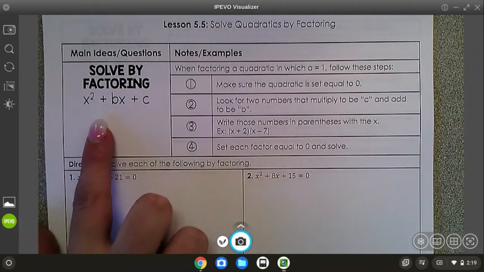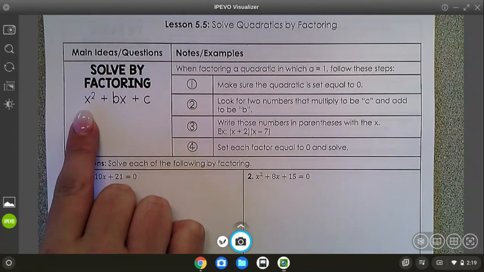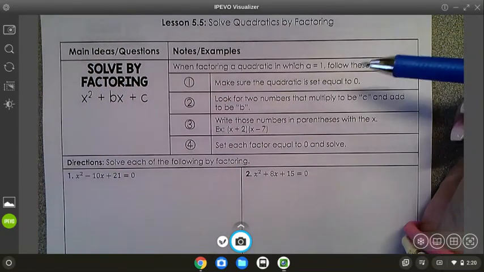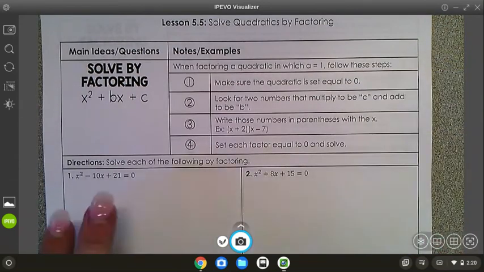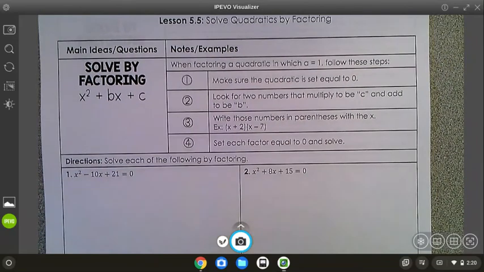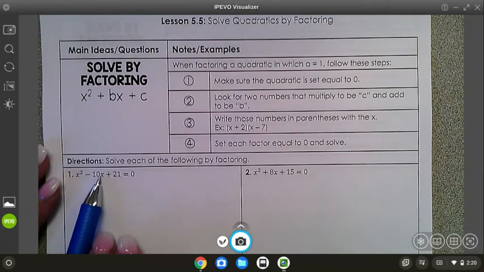So the first way we're going to factor is when there's not a number in front of the x squared. These are the easiest ones. You'll get really good at these. So when we factor, first of all, it has to be set equal to 0. Everything has to be on the same side of the equal sign in order to do this. And then it needs to be in the correct order. Your x squared first, then your x, and then your constant or your plain number.